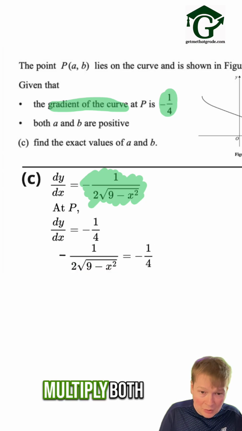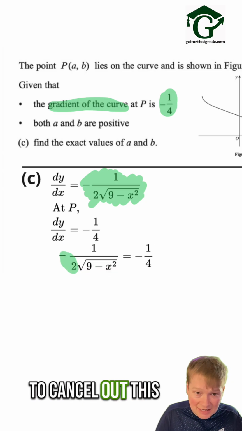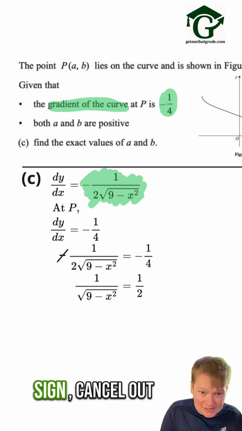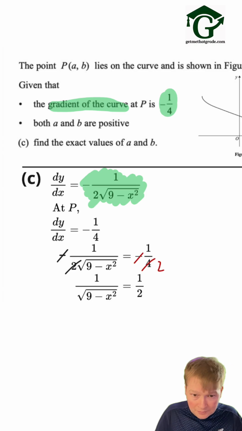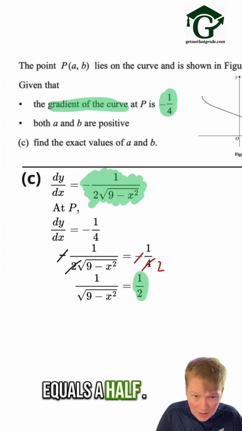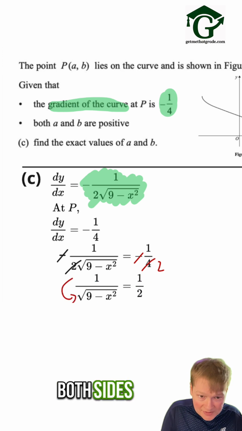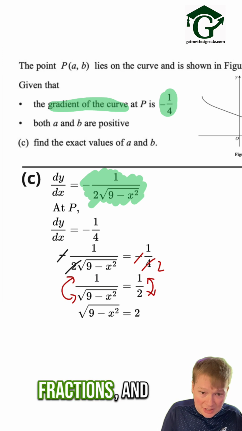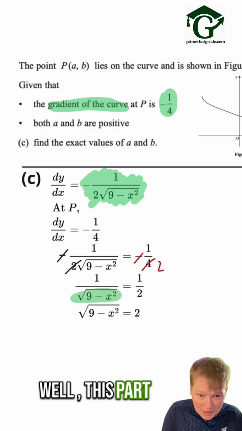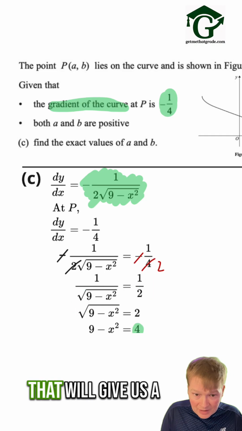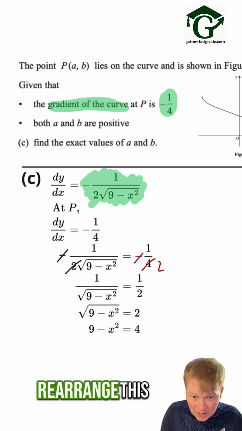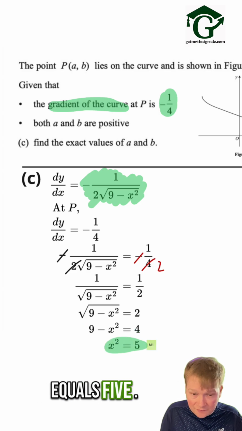Notice that we can multiply both sides by minus 2 to cancel out this part. That will cancel out the minus sign, cancel out the 2 here, and it will mean that this side becomes a half. So we have this equals a half. Again, if we take the reciprocal of both sides, then we'll eliminate the fractions, and we'll end up with this part equals 2. Next, to get rid of the square root, we square both sides. That will give us a 4 here. And then if we rearrange this equation, we end up with x squared equals 5.